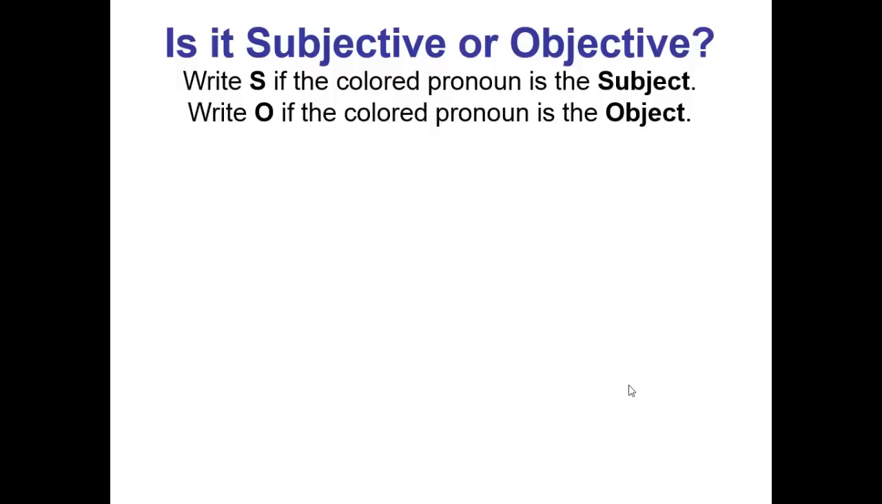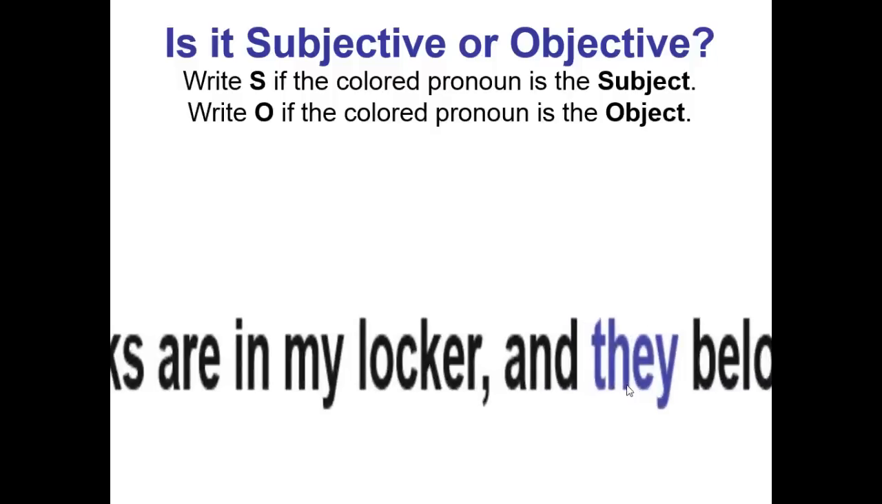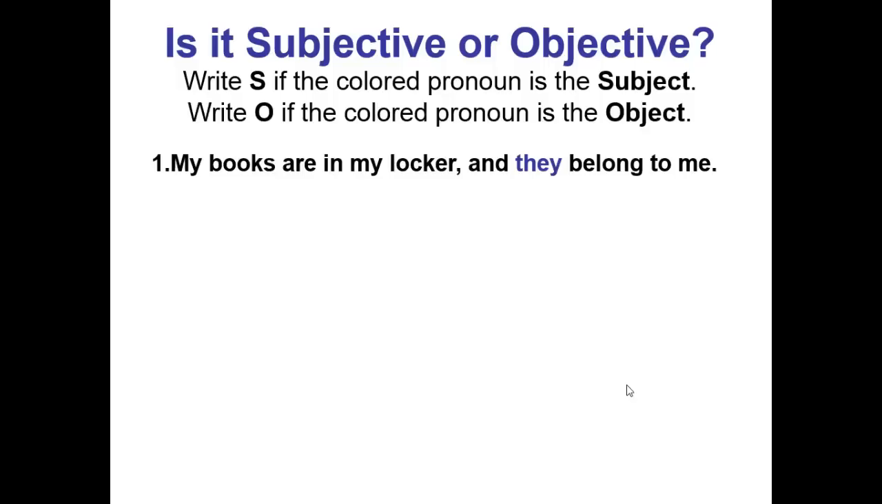Let's take a look at these sentences and decide whether they are subjective or objective. So the colored pronoun in the sentence, if it is a subject pronoun, we're going to write S on the line. If it is an object pronoun, we're going to write O on the line. Number 1, my books are in my locker and they belong to me. They, in blue, is that a subject pronoun or an object pronoun? If you wrote S for subject pronoun, you are correct.